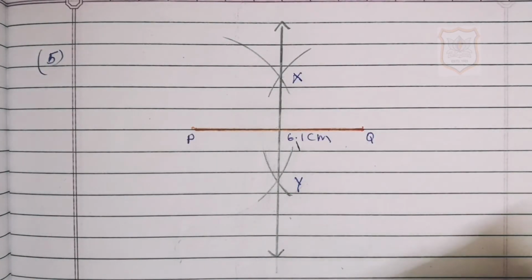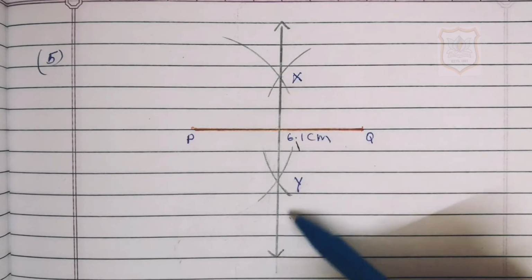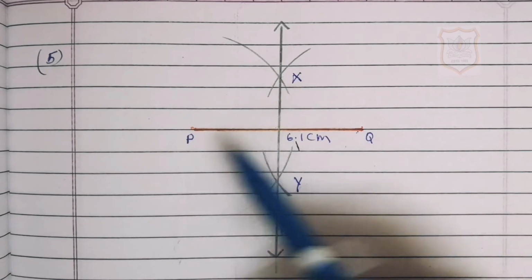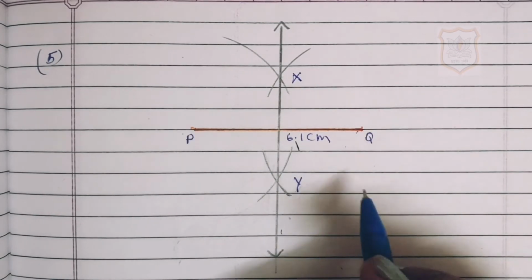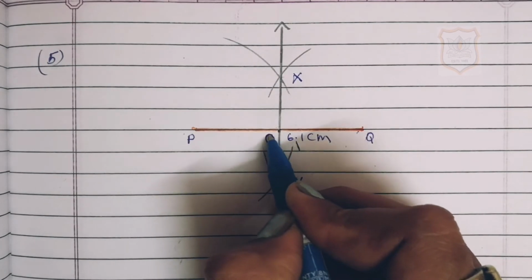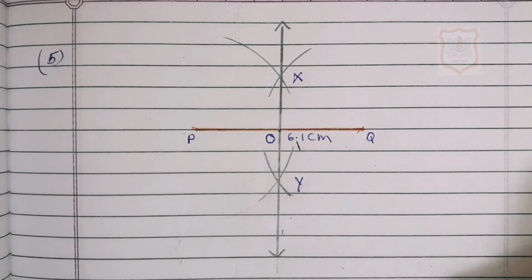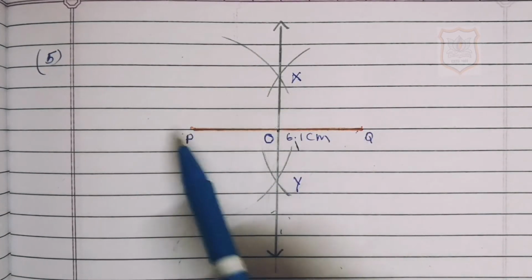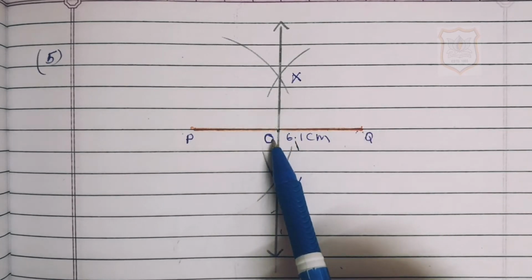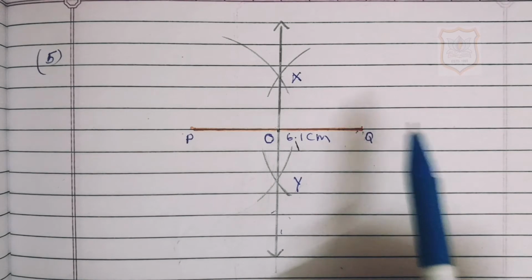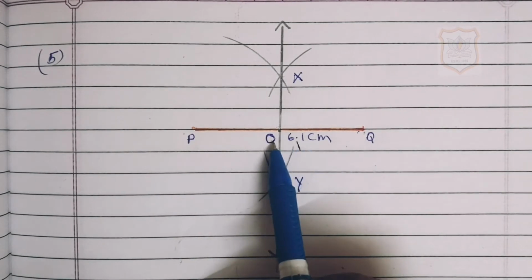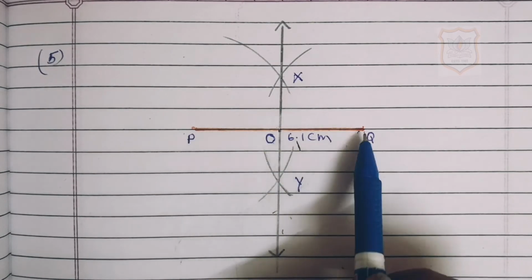Now we have constructed the perpendicular bisector XY of the line segment PQ. Now let line XY and line segment PQ intersect at O. Now we will name this point as point O. Now step 3 is, since line XY is the perpendicular bisector of line segment PQ, so O is the midpoint of line segment PQ. Here if we measure this with the help of a ruler, we will get this, that O is the midpoint of line segment PQ.